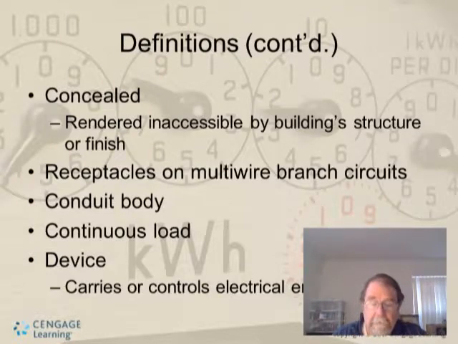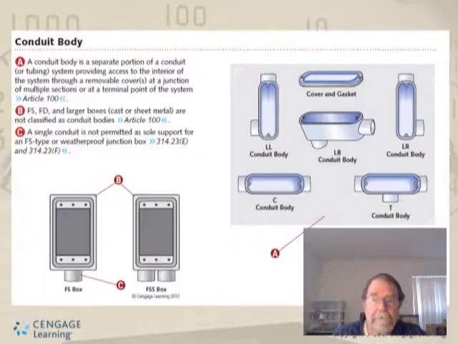Now, a conduit body is a separate portion of a conduit or tubing system providing access to the interior of the system through removable covers at a junction of multiple sections or at a terminal point on the system. These are some pictures of what they're talking about. You have larger boxes that are cast, and a single conduit is not permitted as sole support for these metal boxes. You should have two, and it shows it right here.